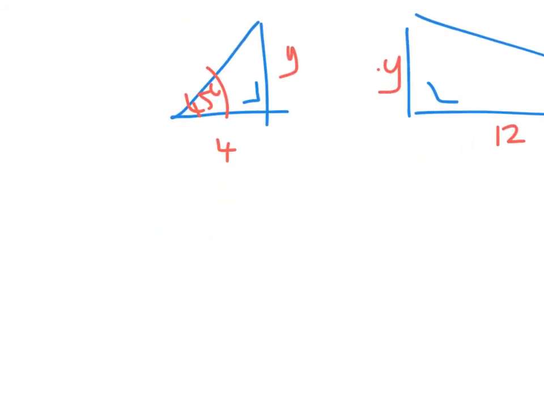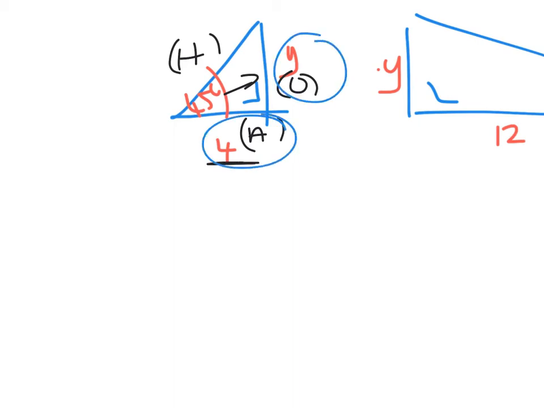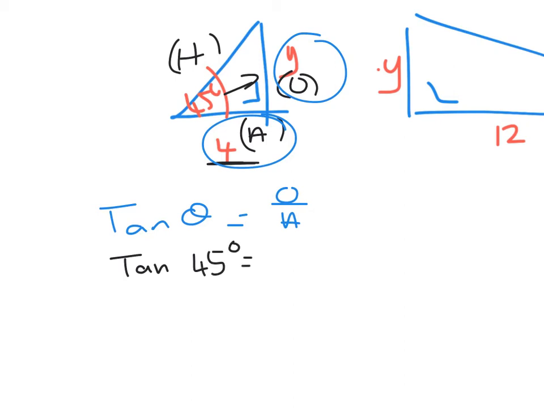If that's the case, I'm going to label appropriately. So this is my hypotenuse, this is my opposite, and this is my adjacent. In this question, I am given my opposite, I'm given my adjacent, and I'm looking for my opposite. So that is tan of the angle. Let's fill in what we know. What is the angle in this question? The angle is 45 degrees equals the opposite. We don't know what that is, so it's y, all over the adjacent, which we do know, which is 4.